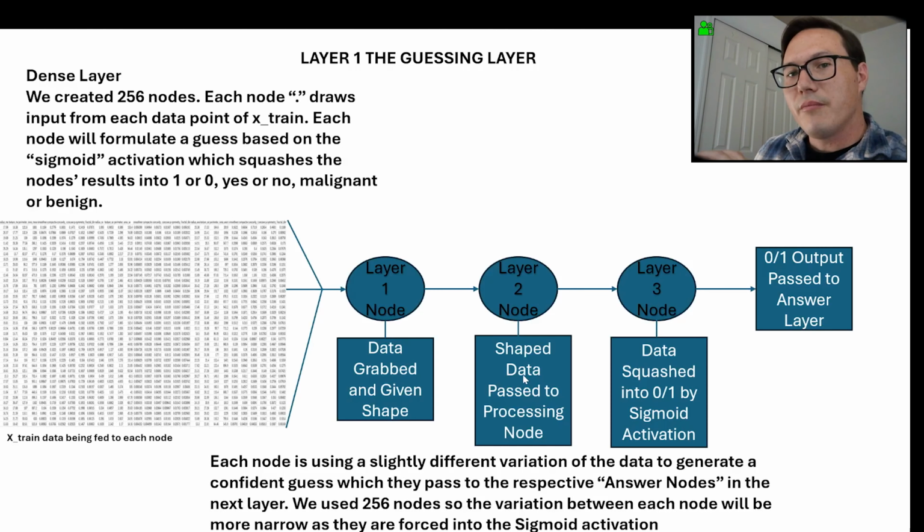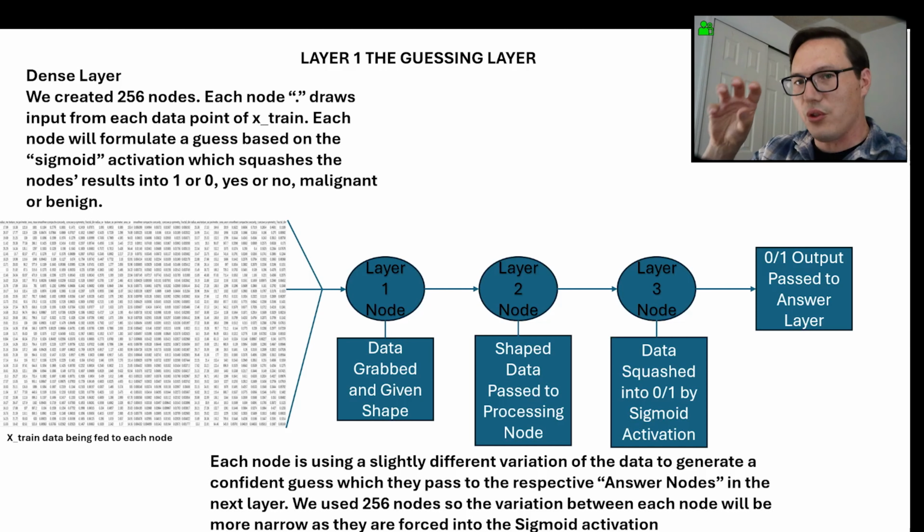So in a dense layer, we created 256 nodes. Each node draws input from each data point of X trained, so the training data of X. Each node will formulate a guess based on the sigmoid activation, again, crunching it down to just a 1 or a 0 output. It's either yes or no, benign or malignant.